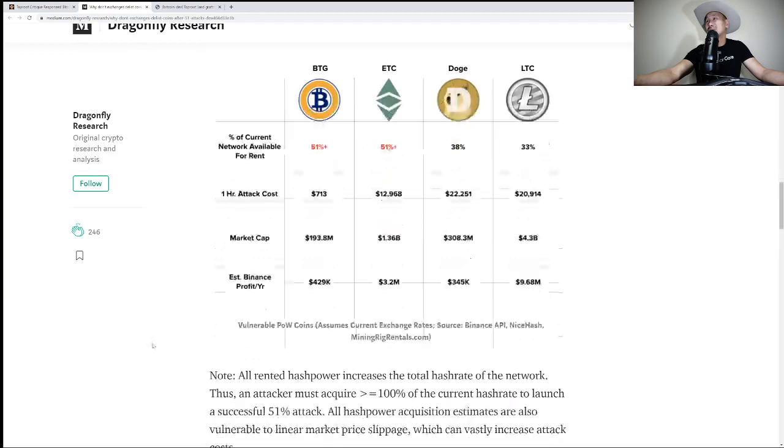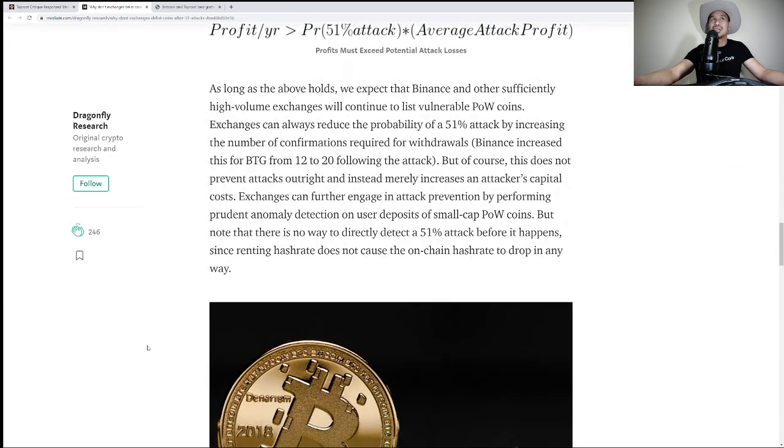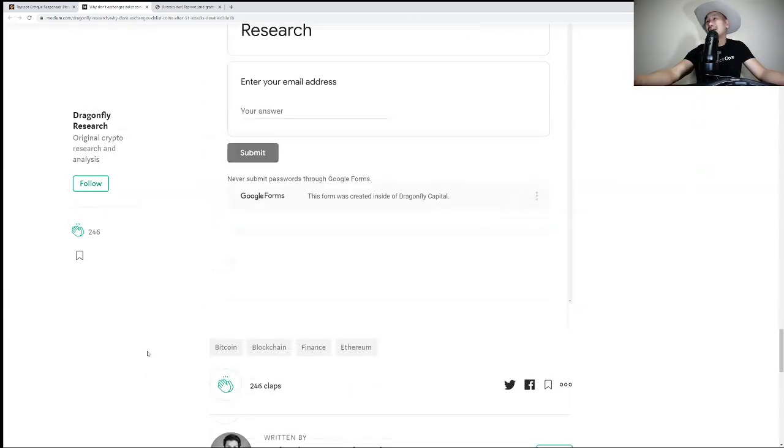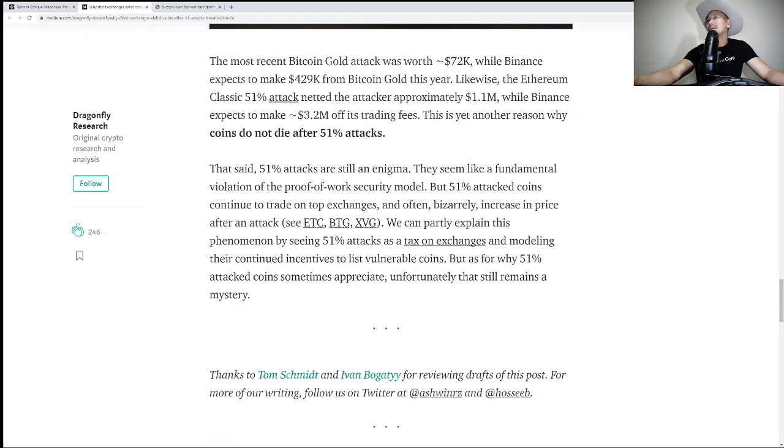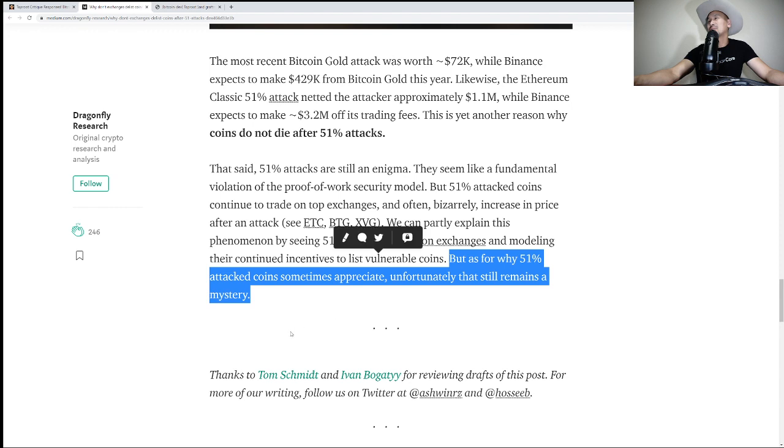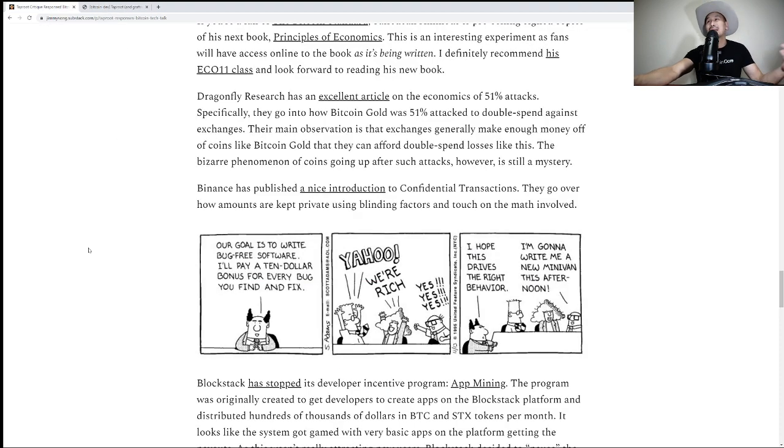So despite the fact that a lot of coins do get 51% attacked, and it's exchanges that essentially suffer, it ends up being okay. Now you're just going to need more of these attacks to happen in order for them to actually delist the coins. But for now, it's profitable, and that's why they keep them. But as far as why 51% attacked coins sometimes appreciate, unfortunately, that still remains a mystery. I suspect it has something to do with the fact that a lot of these exchanges, as soon as they're 51% attacked, stop deposits and withdrawals. So they become sort of unhooked from other exchanges, and there's no liquidity between them. So it encourages an increase in price because the market can't really react.